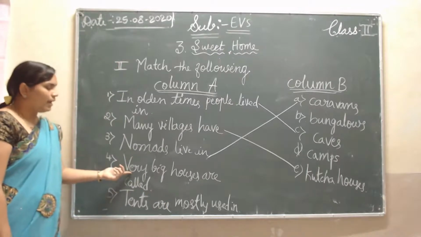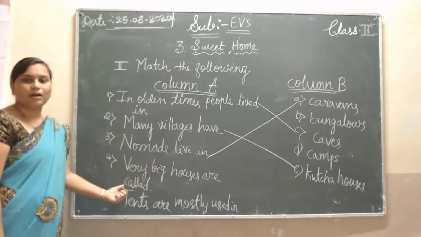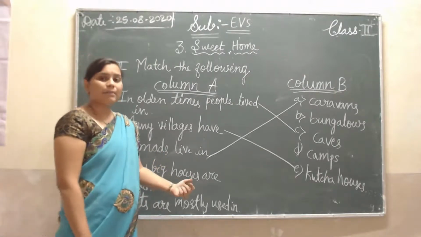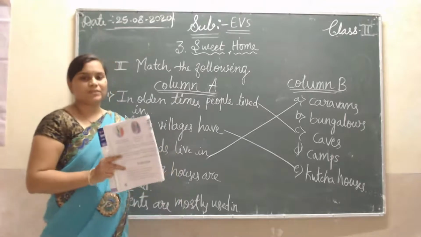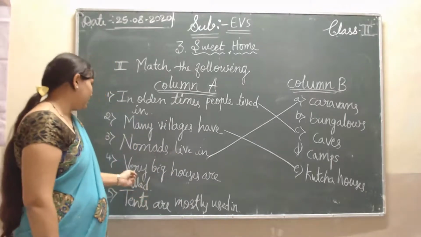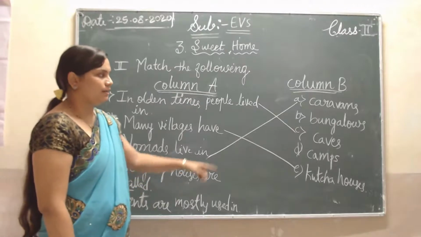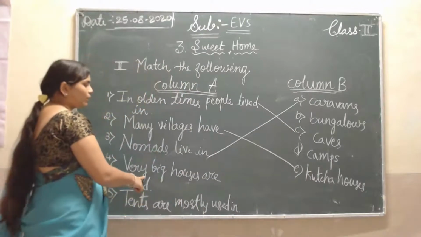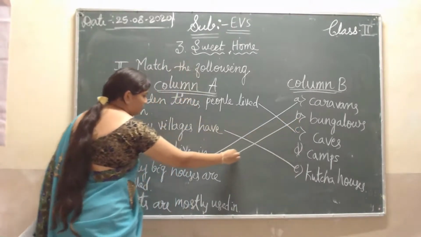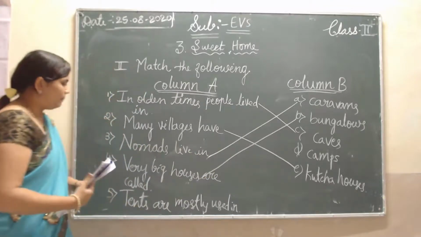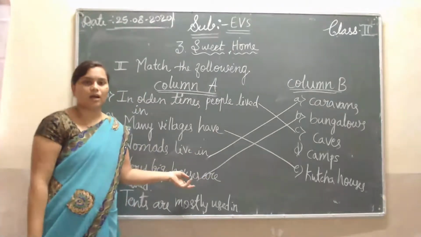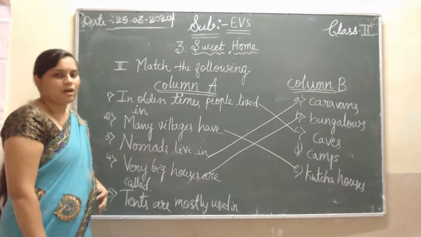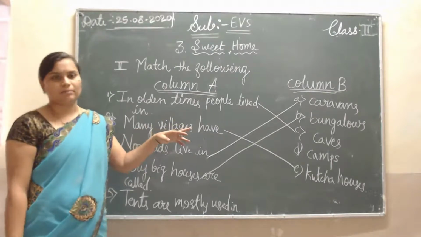Next, fourth one is very big houses are called. What do we call big houses? Flats and apartments are also big houses, but they have a small area. Very big houses are called bungalows. So we should match the fourth one to bungalows. A bungalow contains lawns and a garage and has a large area.